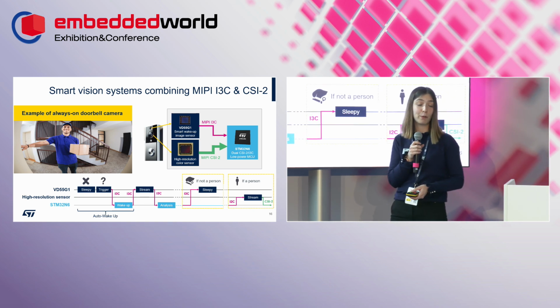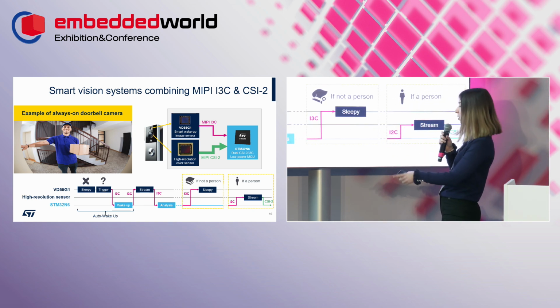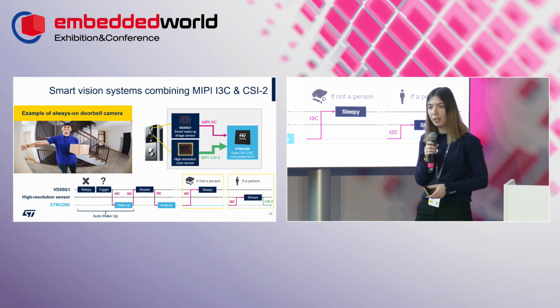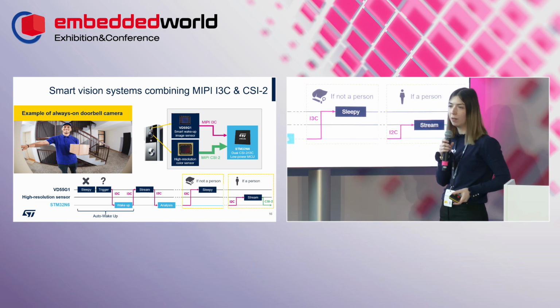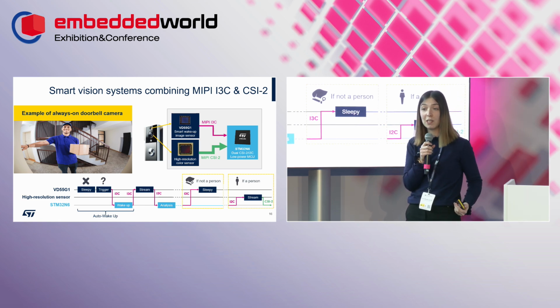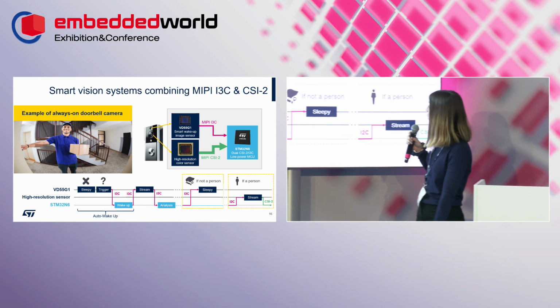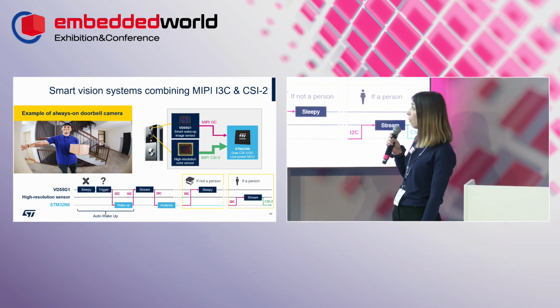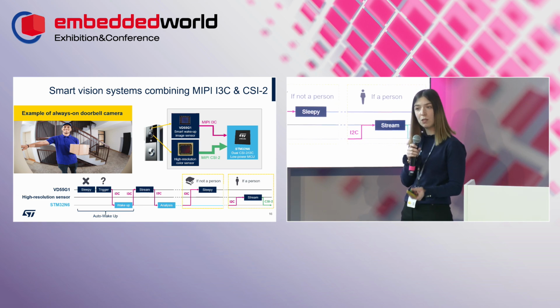If it turns out it's a person, then it will ask the high-resolution sensor instead to start streaming. We will get a high-resolution color image streaming through CSI on the microcontroller. So this is typically the case in real life when you will have a notification on your cell phone saying that you should have a look, something is happening in front of your house. So this is a very typical example of how we can enable a smart, always-on vision system using the I3C.